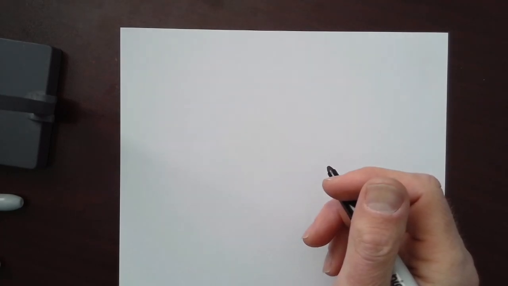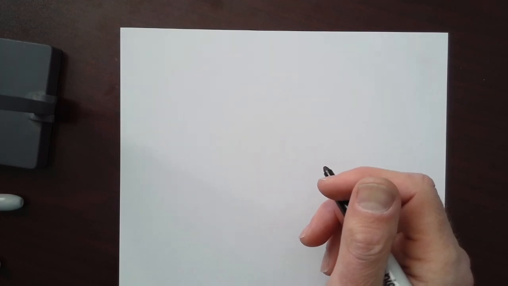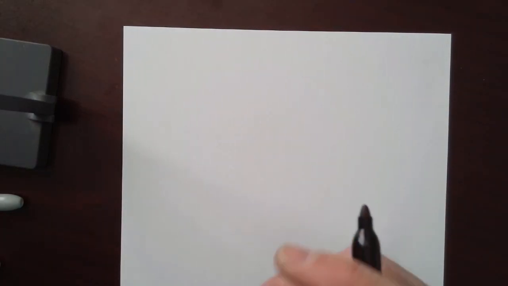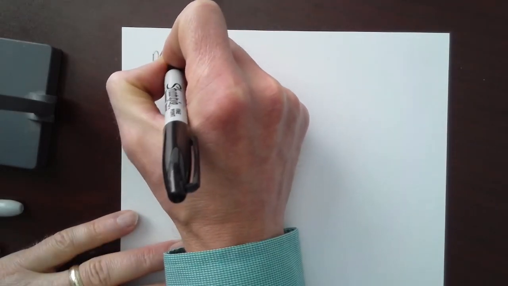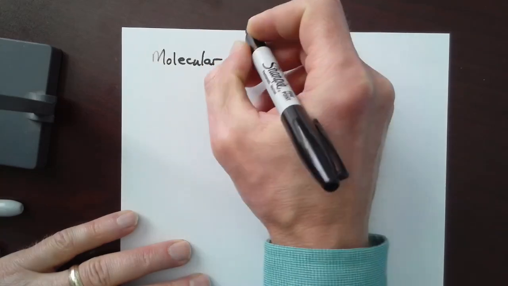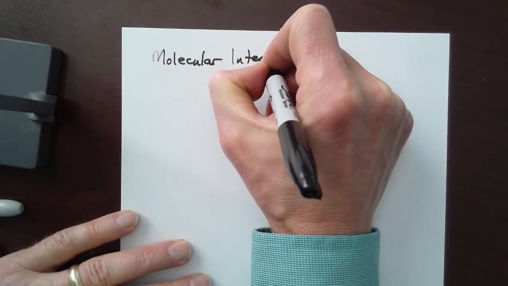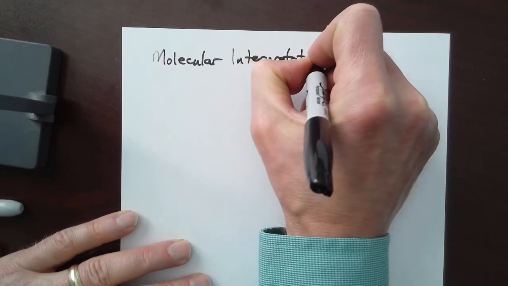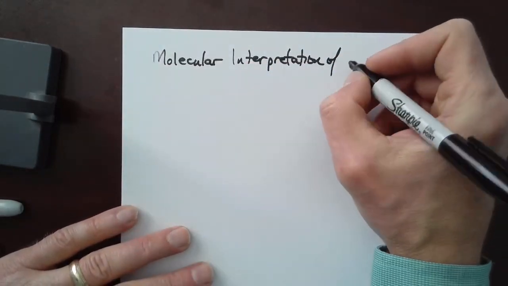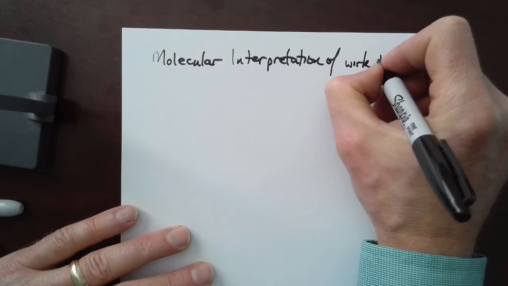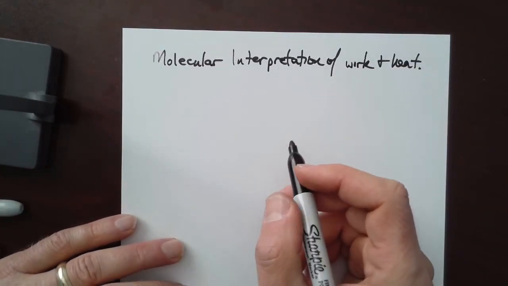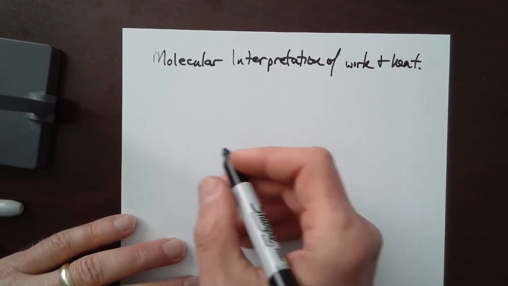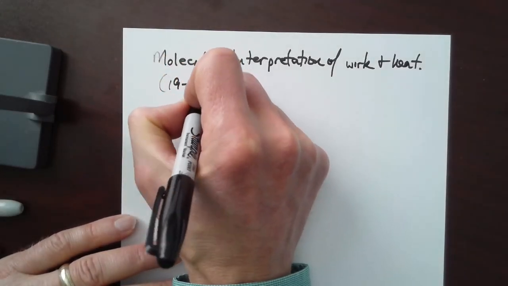Okay, so I want to look at one more thing on work and heat. I want to look at the molecular interpretation of work and heat. This comes out of chapter 19, section 6.